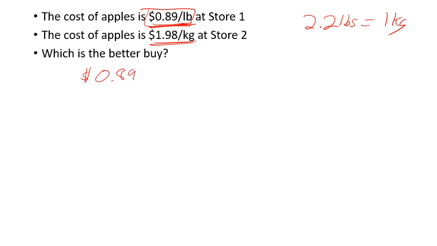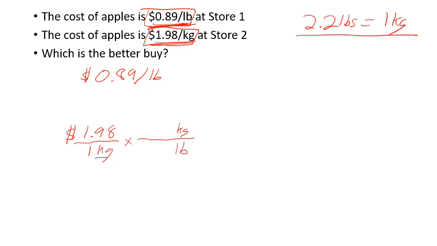0.89 dollars per pound. Now for this one, I'm going to convert it to dollars per pound. So this one is going to be $1.98 per 1 kilogram right now. That's what it currently is. And I want this kilograms to go away. Okay. So when I multiply it, I'm going to make sure I put kilograms on the top, and I want pounds to be on the bottom.